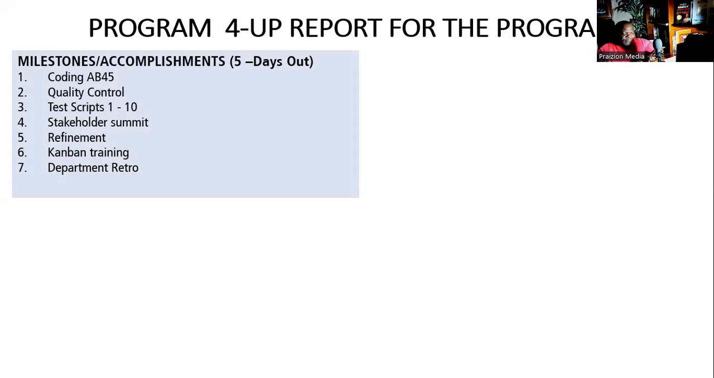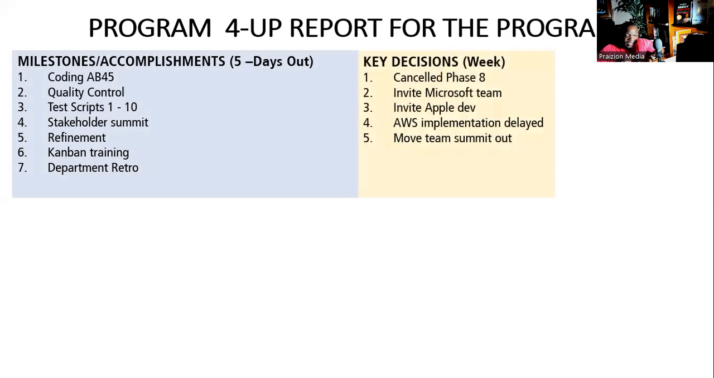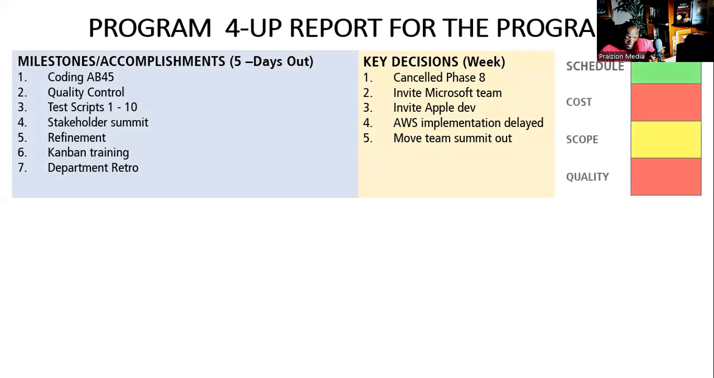Milestones, those things that are 5 days out, 4 days out, 3 days out, 2 days out, 1 day out. Maybe it's starting on Monday and it's Friday. Folks need to know about it. Secondly, the key decisions, whatever was decided upon, that needs to be talked about as well. And you need to do this weekly.